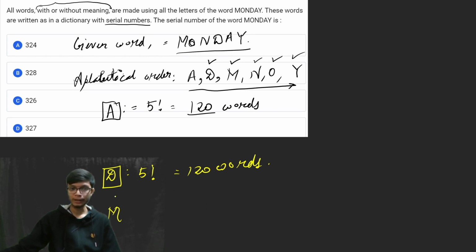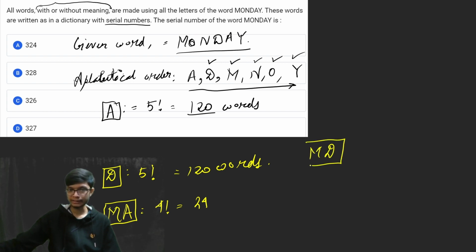So we got M. Now we have to look for the possible cases when M has A as the second letter. So M and A as the first two letters can be permuted in 4 factorial ways, and that will be 24 words. Similarly, you have to look for the number of words which have M and D as the first letters. Then there will again be 4 factorial ways, and that is 24 words.